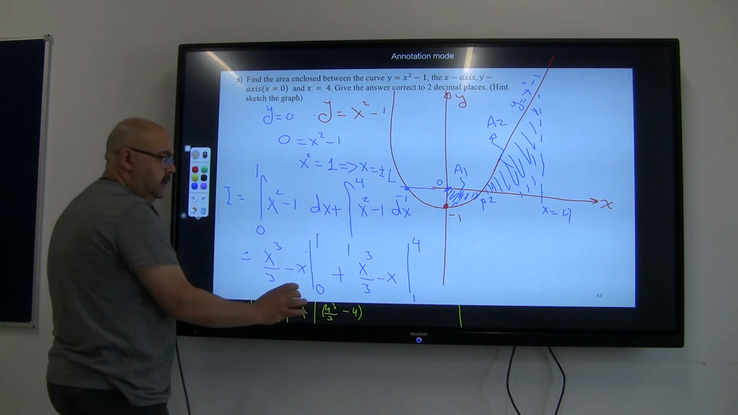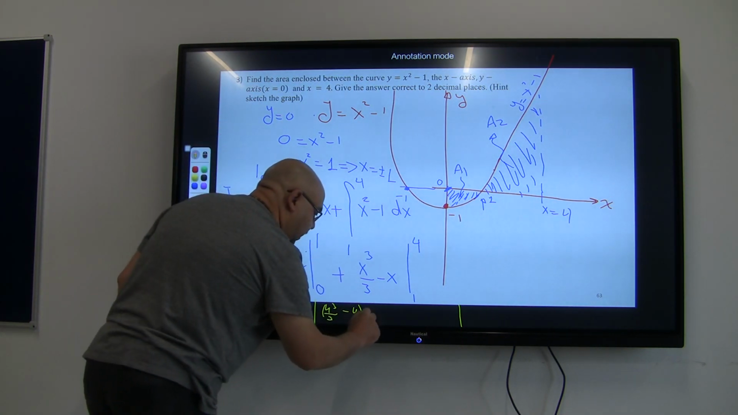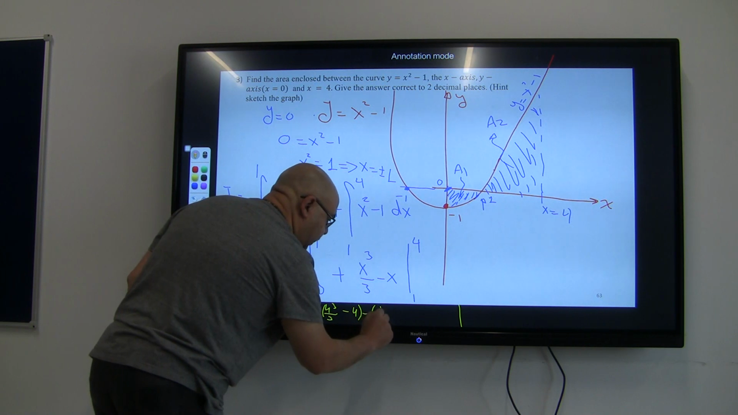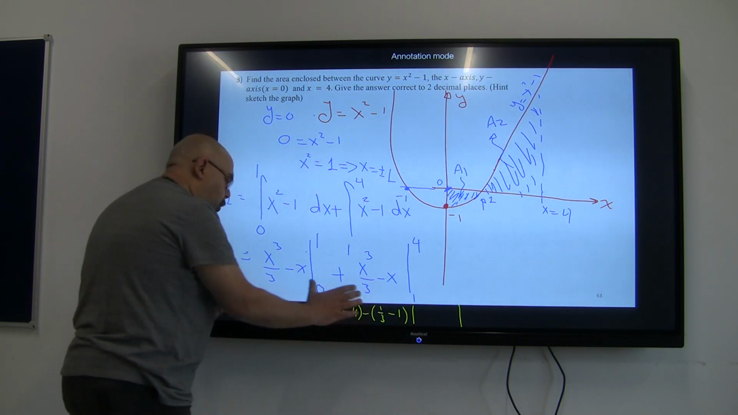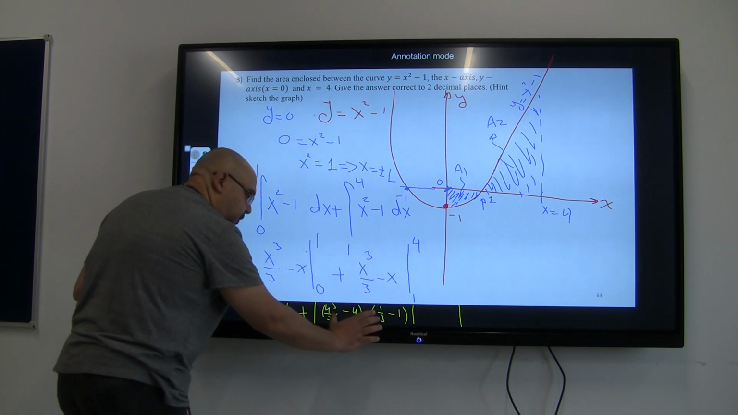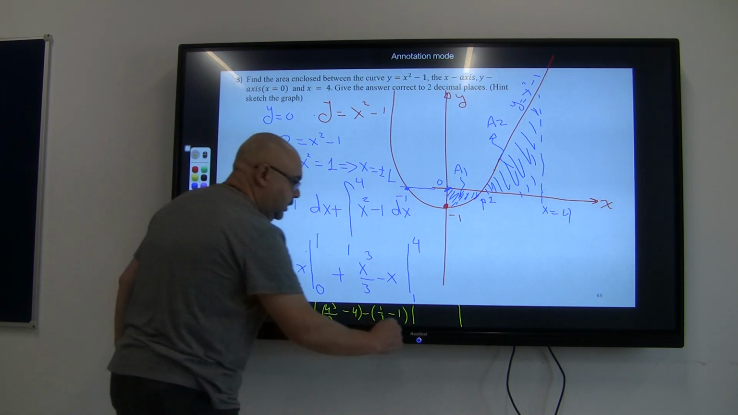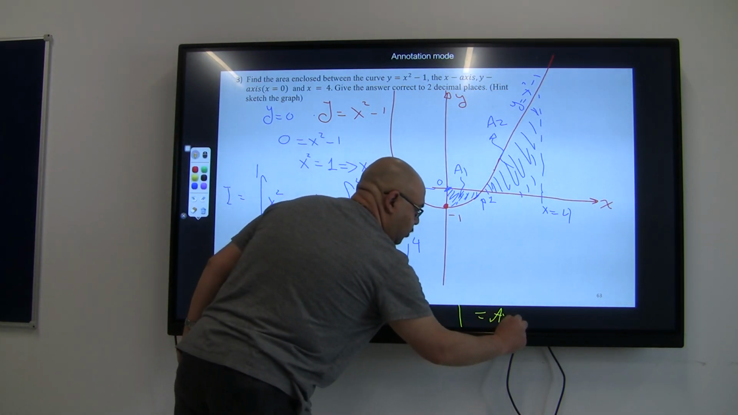This is the substitution by the upper limit. Minus, the same way, 1 over 3 minus 1. Then get all these values. Don't forget, this part is absolute, and this part is absolute. And then you will get the correct area.